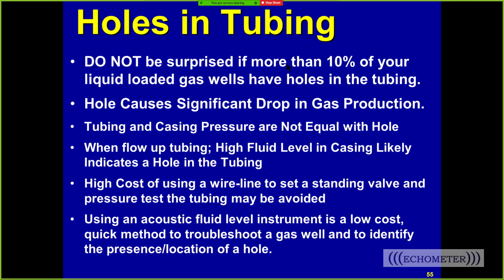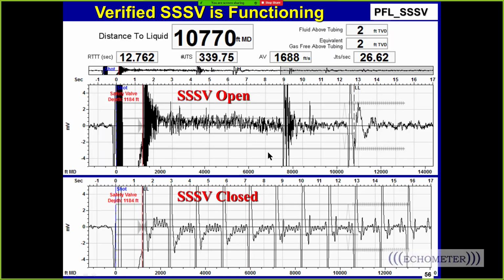You should see a drop in production when the hole appears. You may think it's liquid loaded. The tubing and casing pressures aren't equal because there's a gassy fluid column above the hole in the tubing, which makes the casing pressure not equal. So the conception that the tubing pressure and casing pressure are equal isn't true if there's a hole. Only if the fluid level is pushed below the hole is it true. So it's a pretty simple method to find holes in tubing with an acoustic instrument.